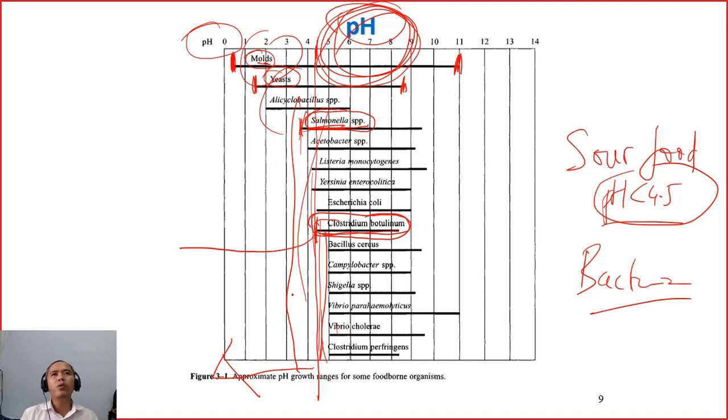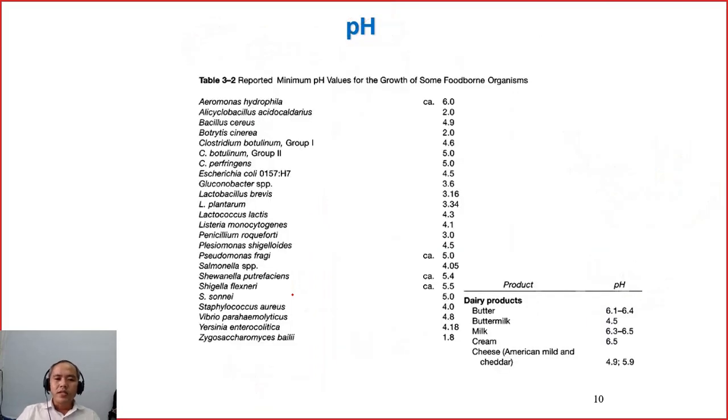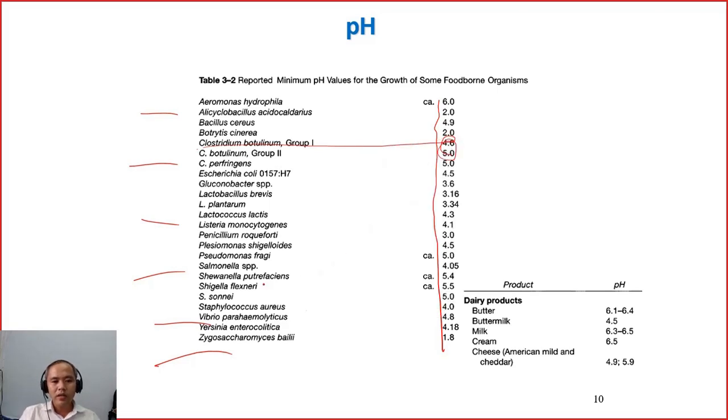To summarize, okay? Mold is the most tolerant to low pH, and then yeast, and then bacteria. This table will tell you the minimum pH value at which this pathogen can grow. If we look again at Clostridium botulinum, somewhere here, depending on the strain. Some other bacteria, Salmonella, can go down to 4 and so on.